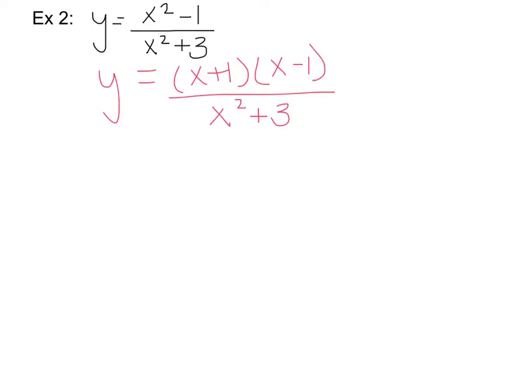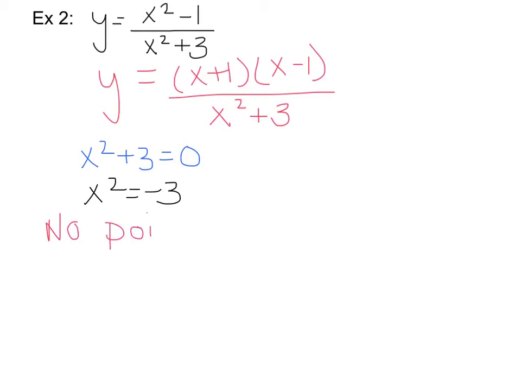But if you were to set x squared plus 3 equal to 0 to find your vertical asymptote, you're going to get x squared equals negative 3, and then you're going to take the square root of a negative number and it's going to give you imaginary, so there is no vertical asymptote. So this means that there are no points of discontinuity.